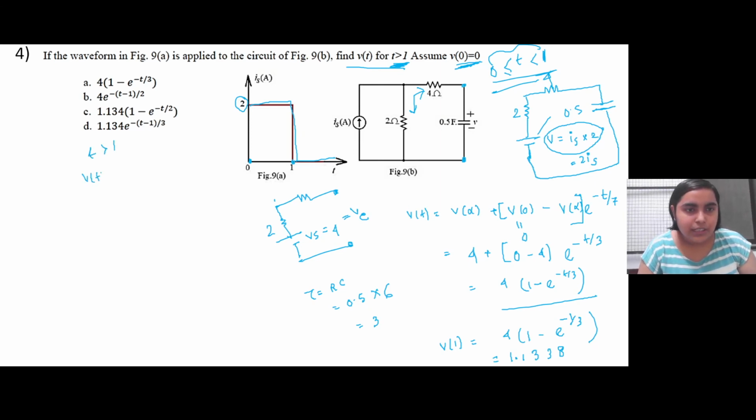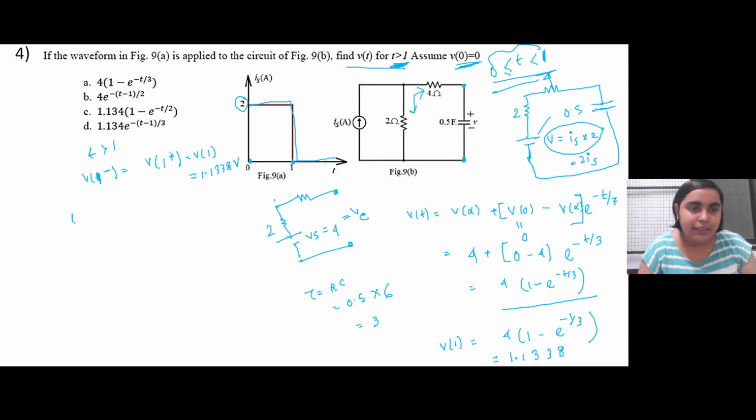Okay. Now consider at time t just greater than 1. The voltage across a capacitor cannot change instantaneously. So v at t equal to 1 minus will be equal to v at t equal to 1 plus, which is 1.1338 volt.